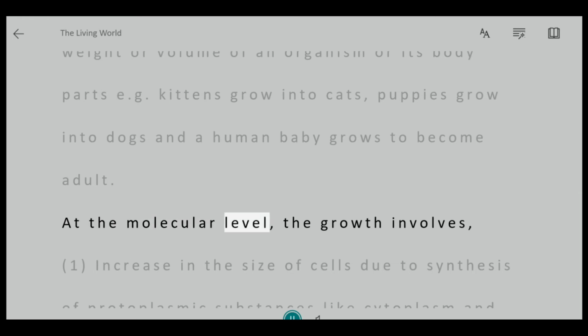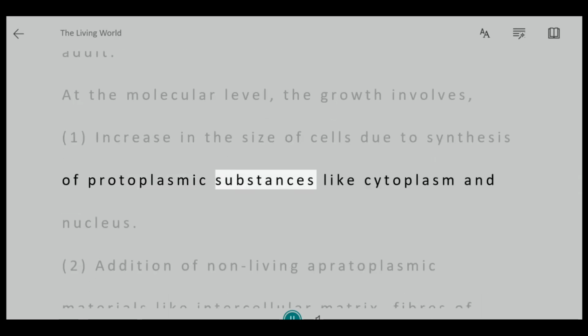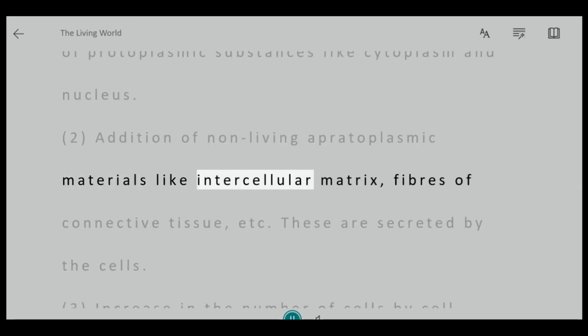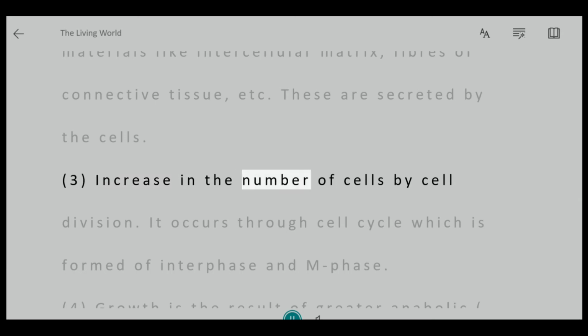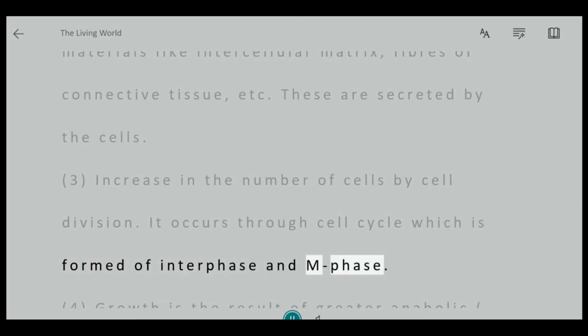At the molecular level, the growth involves 1. Increase in the size of cells due to synthesis of protoplasmic substances like cytoplasm and nucleus. 2. Addition of non-living, non-protoplasmic materials like intercellular matrix, fibers of connective tissue, etc. These are secreted by the cells. 3. Increase in the number of cells by cell division. It occurs through cell cycle, which is formed of interphase and M-phase.